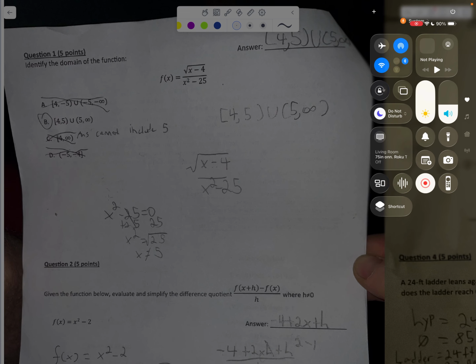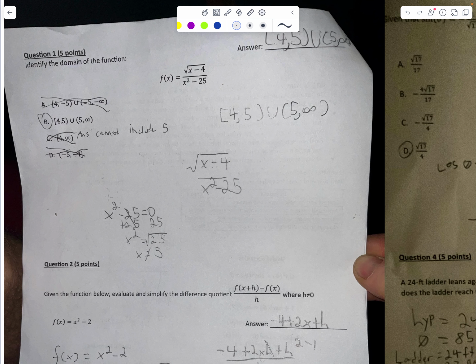Let's see here. The domain of a function. That's the real numbers you can plug in here where you get a real number out. So things you don't want to do is take the square root of a negative or divide by 0, because if you do this, you end up with an imaginary number out. If you do this, the function chokes.